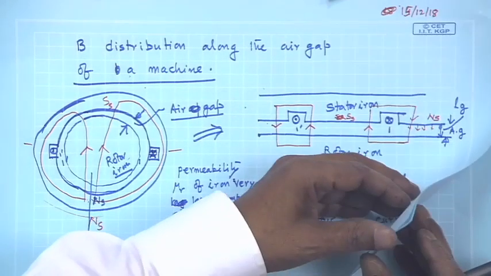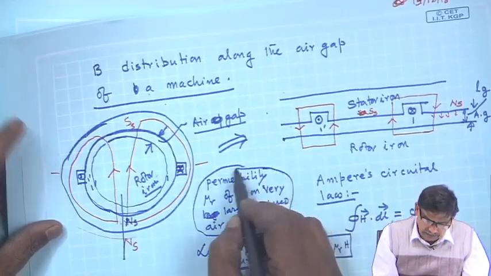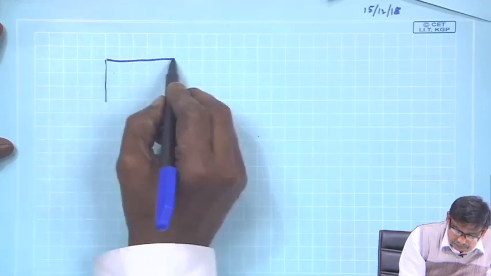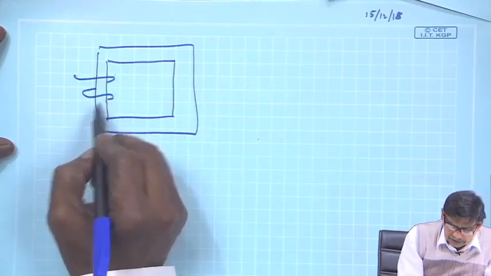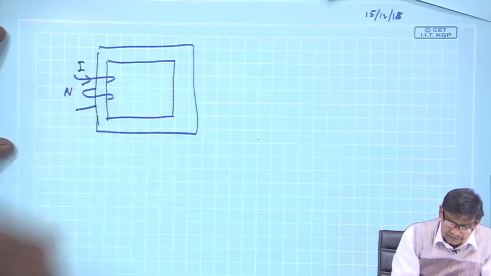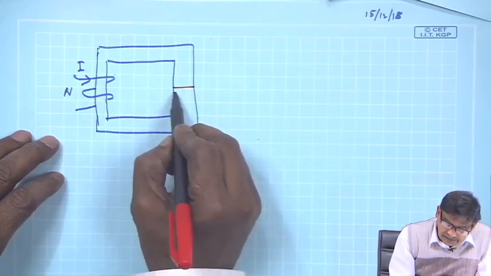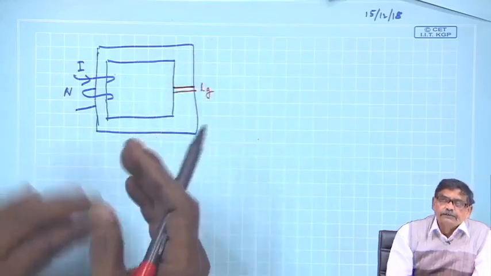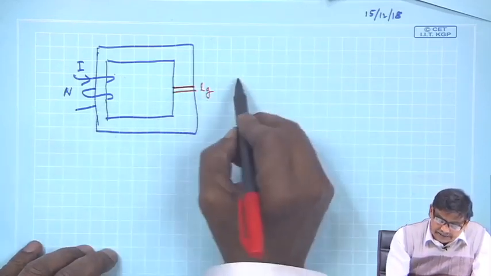You must have undergone courses and know how to analyze a magnetic circuit, so I will quickly tell the implication of that, then come back to this problem once again. Suppose you have a magnetic circuit like this, and here is some number of turns N, and this is I, and I want to find out the field here, and suppose there is an air gap in this of length L g. Now, if the permeability of iron is very large compared to the air gap permeability, which is 1, and it is a series magnetic circuit, mind you.